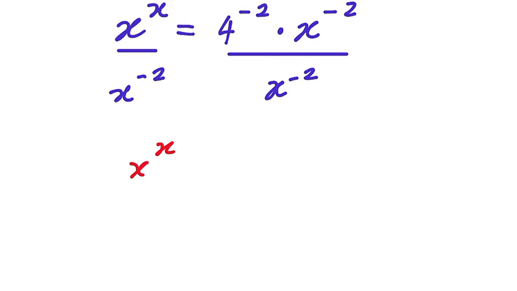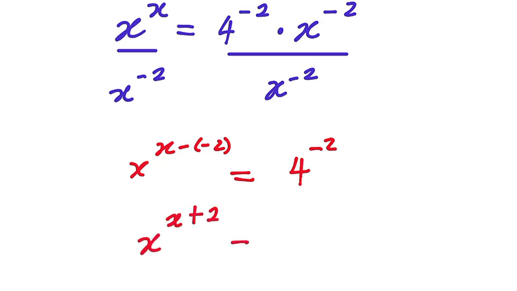So I'm going to have x to the power of x minus 2 equals 4 to the power of minus 2, because this has been cancelled. All right. So from there, we are going to have x to the power of x plus 2 equals 4 to the power of minus 2.